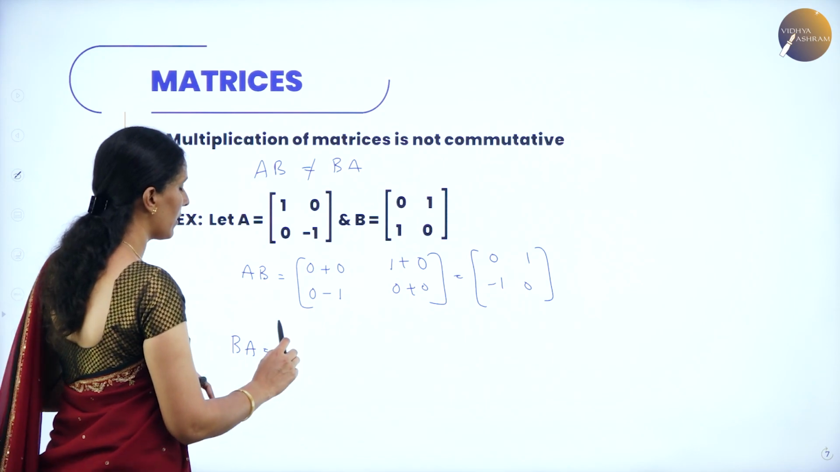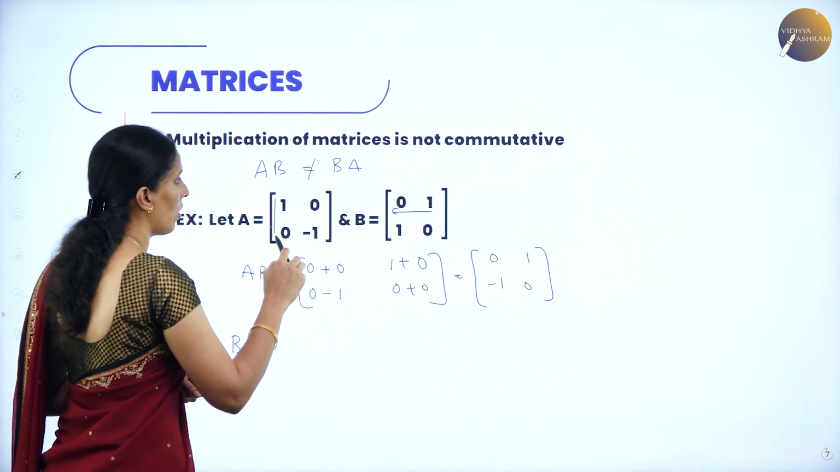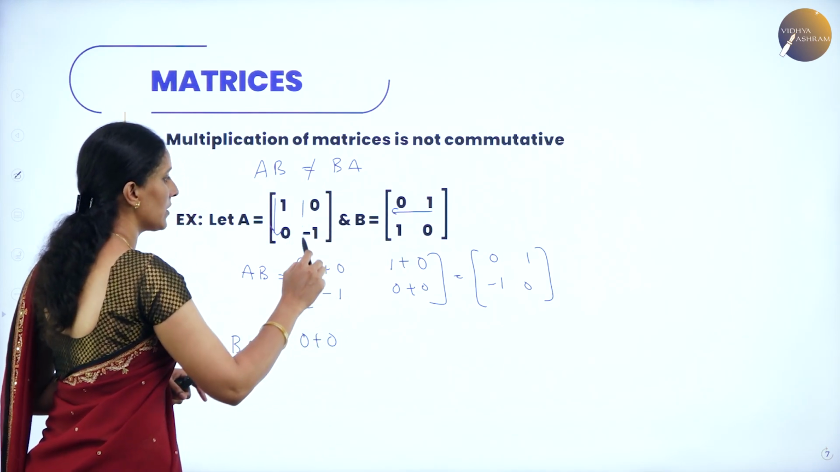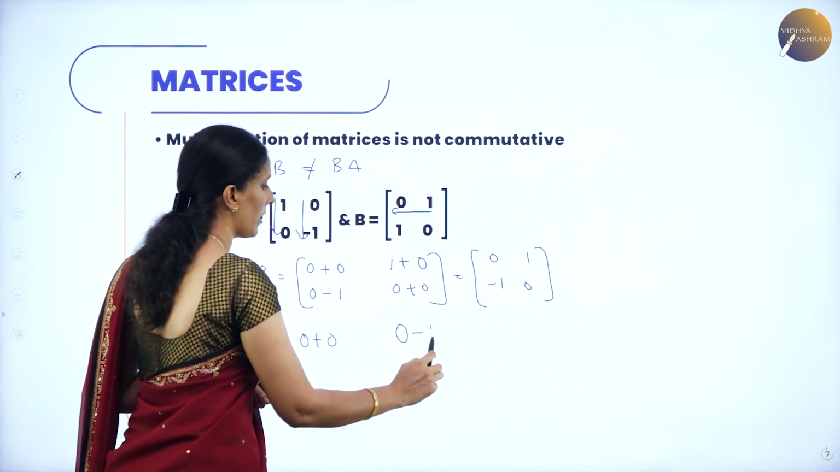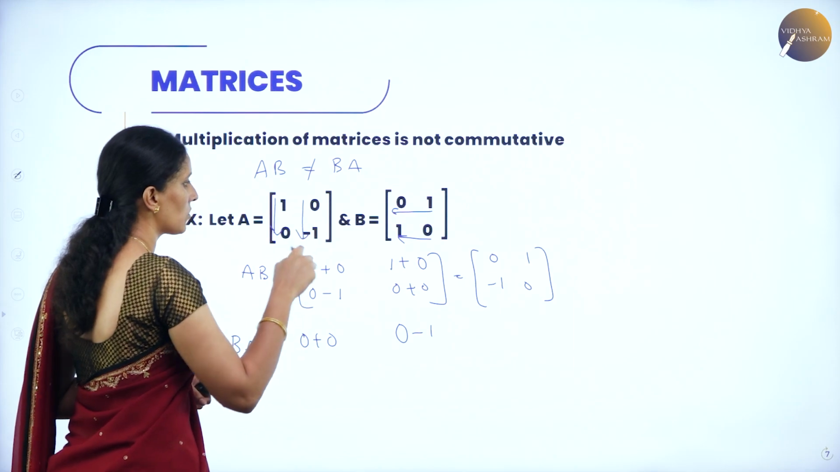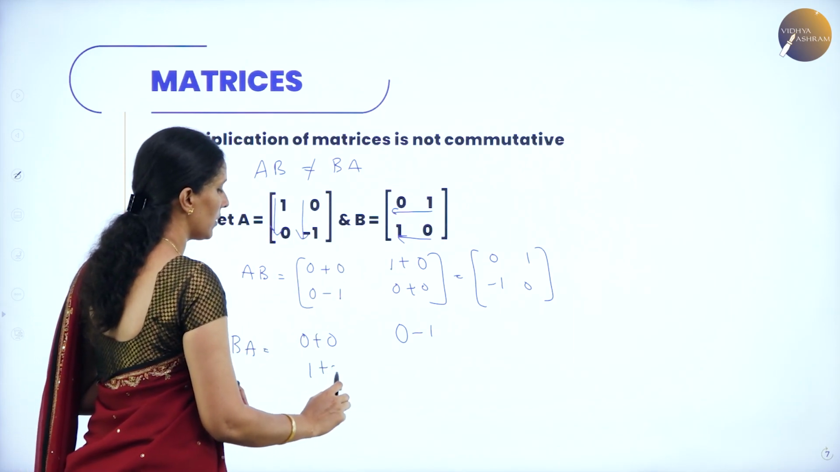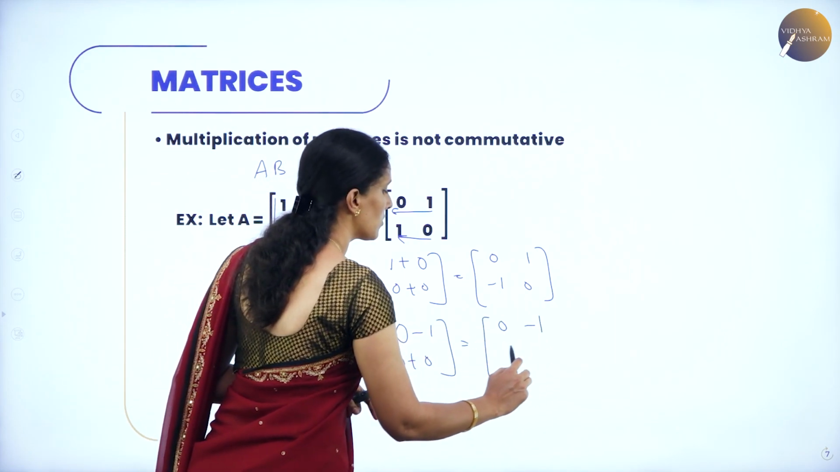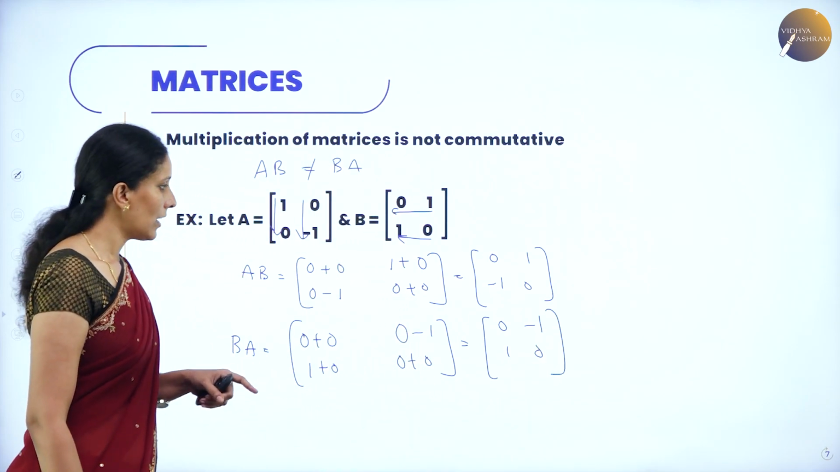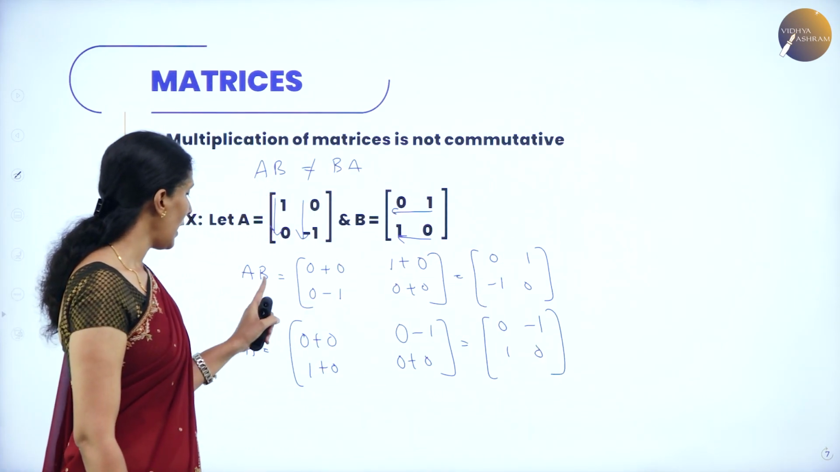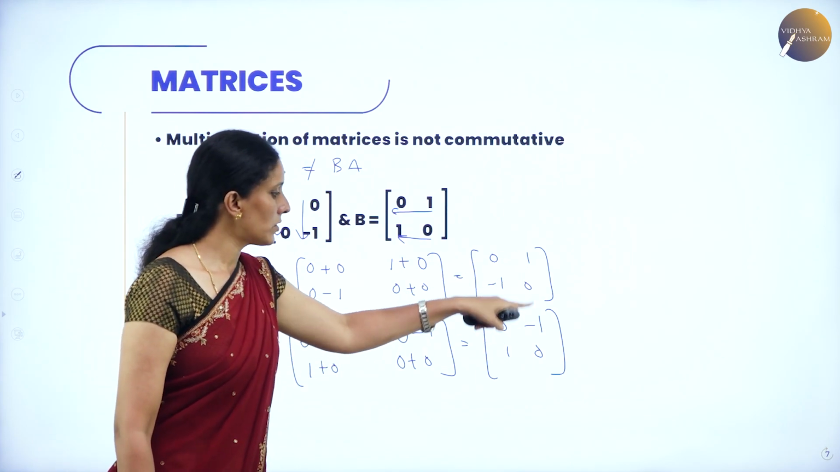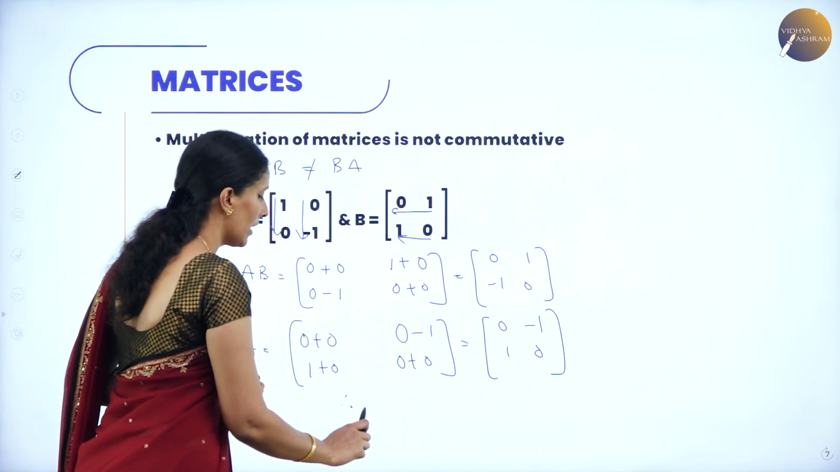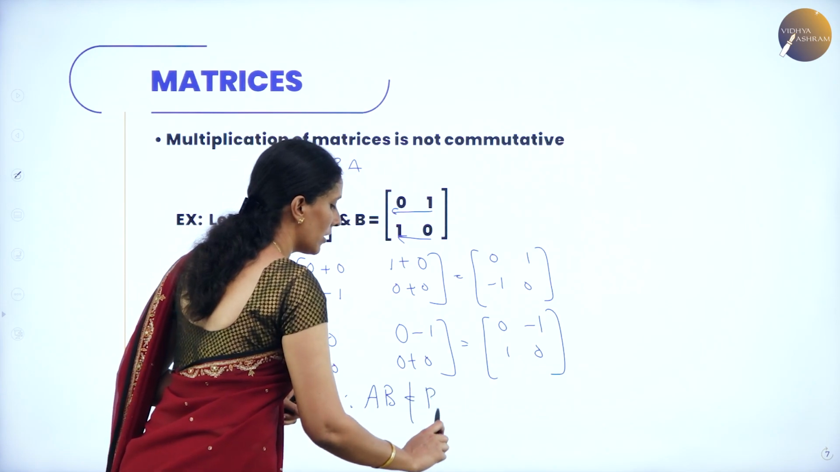BA means first you have to take B. First row into first column element: 0 times 1 is 0 plus 1 times 0 is 0. Next, first row into second column: 0 times 0 is 0, minus 1. Next, second row first column: 1 times 1 is 1, 0 0, and here it is 0 0. See here BA is 0 minus 1 1 0. So you can clearly say the corresponding elements of AB and BA are not the same. The second elements are different and the third element is also different. So therefore, it is not necessary that the product of matrices is commutative.